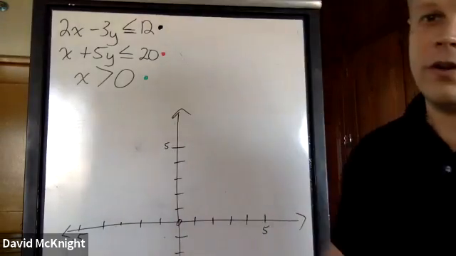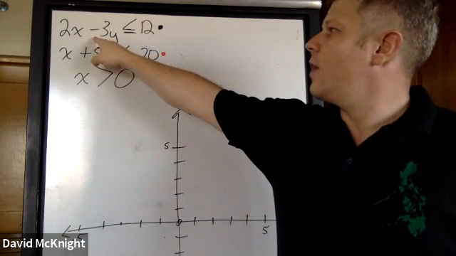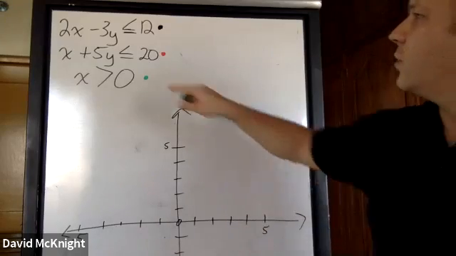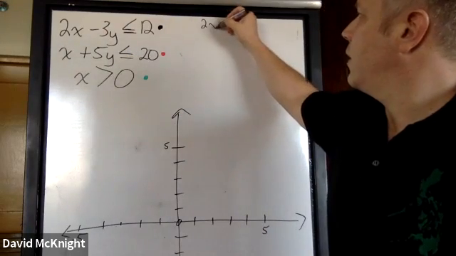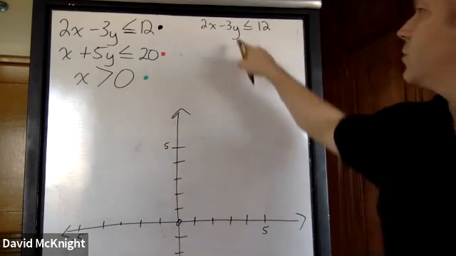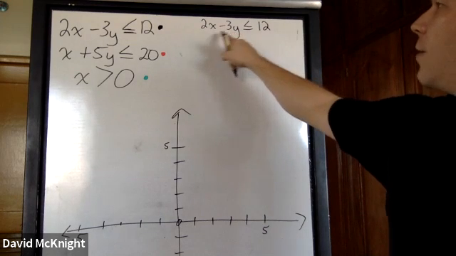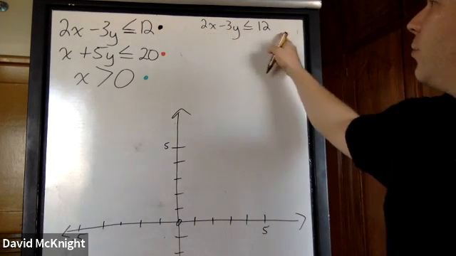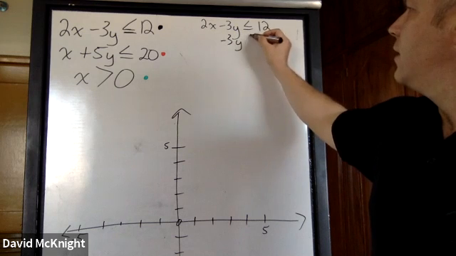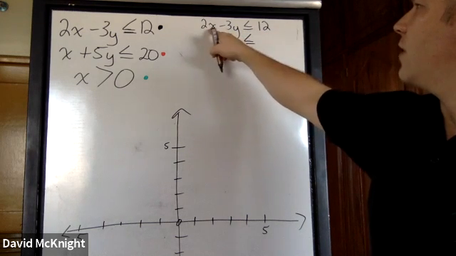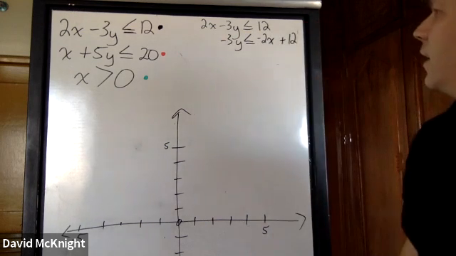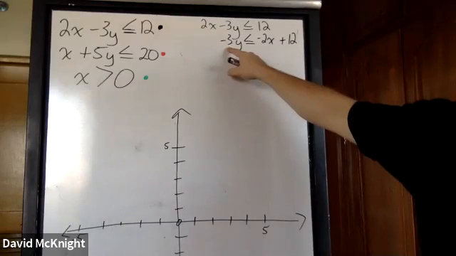Notice I have these color-coded. So I'm going to start with rewriting the first inequality into slope-intercept form. I'll just write it here: 2x minus 3y is less than or equal to 12. So I want to isolate y here. I'm going to subtract 2x from both sides, so that gets us a little closer to where we want to be. When I do that, I have negative 3y less than or equal to, and since I subtracted 2x, minus 2x plus 12.